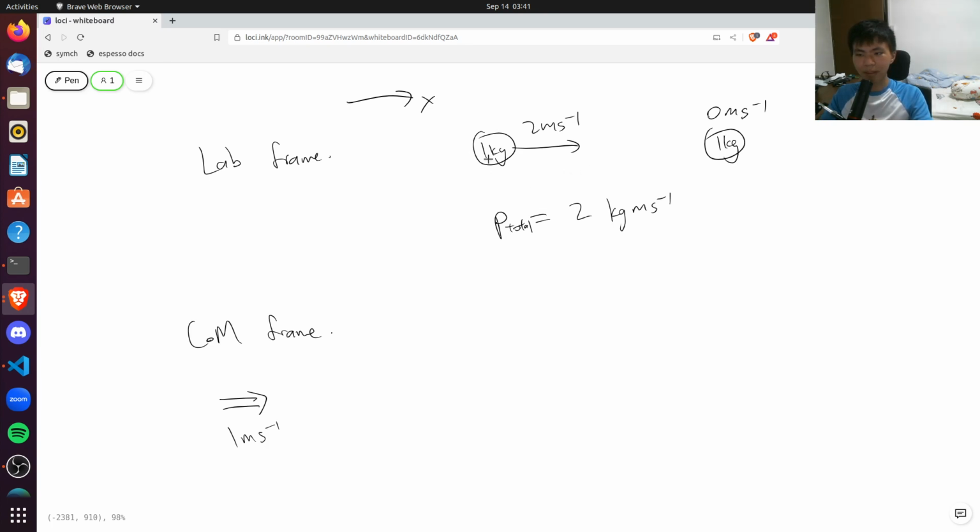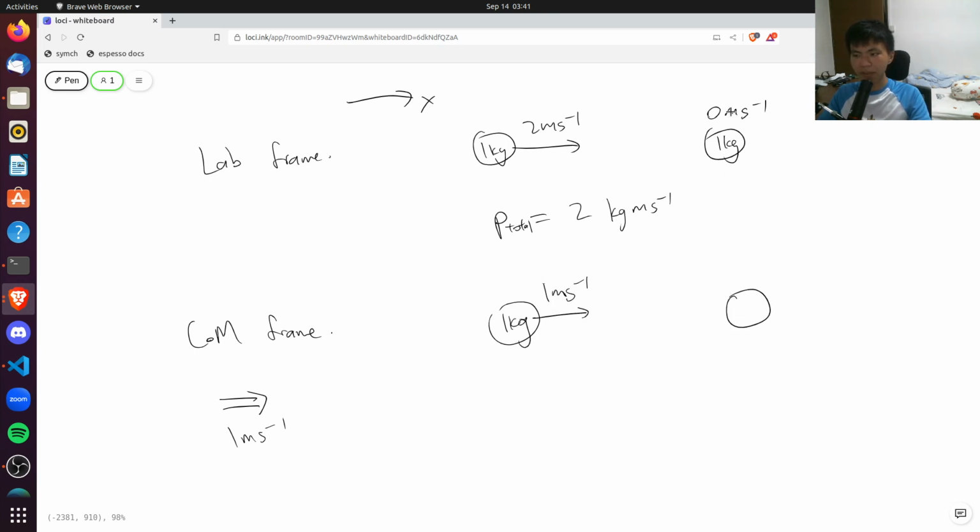They're moving, the left one is moving towards the right one. But now we are zooming towards the right at 1 meter per second, right? If we go into this new frame, then essentially you're going to see the 1 kg object, instead of moving at 2 meters per second, now only moving at 1 meter per second, right?